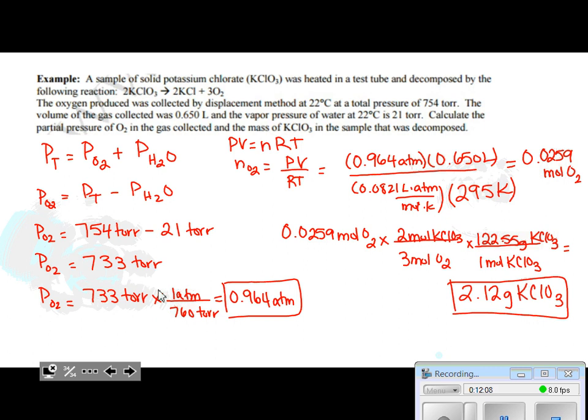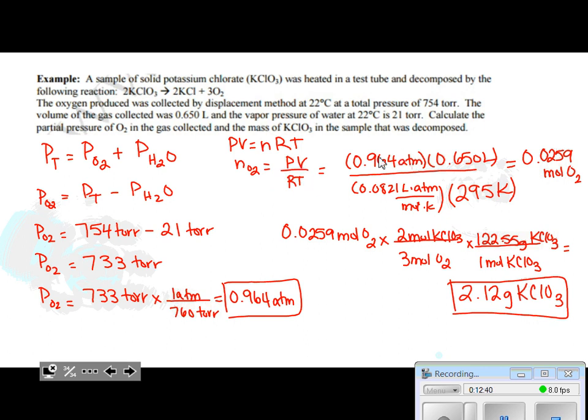And I went ahead and converted that to ATMs because I knew I was going to have to figure out the mass of the potassium chlorate that I started with. So I needed to be able to go from pressures to moles to grams. So I'm going to use PV equals nRT. And what I need to do is convert the pressure of oxygen that I have into moles of oxygen. So I'm going to solve for moles of oxygen. It's equal to pressure times volume over R times temperature.